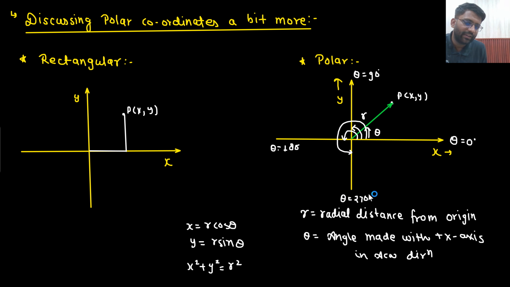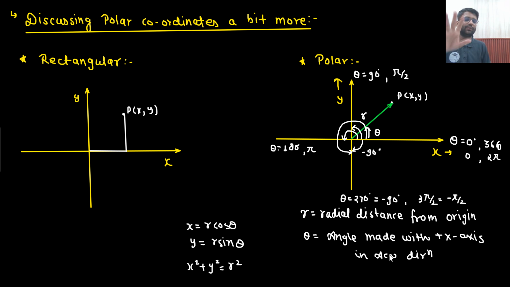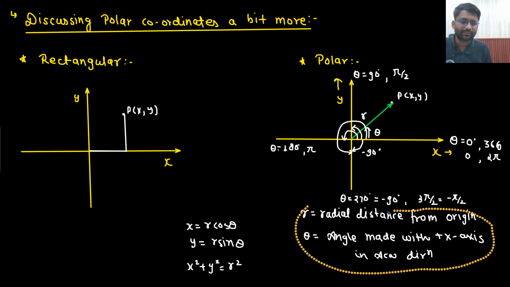You can call it 270 degrees, or in the clockwise direction you can call it minus 90 degrees as well, and this will be again 360 degrees. In radians, what do we call it? This will be pi by 2, this will be pi, this will be 3 pi by 2, or you can call it minus pi by 2 as well. And this will be 0, and this will be 2 pi. All these things we already know about the polar coordinate system, right?